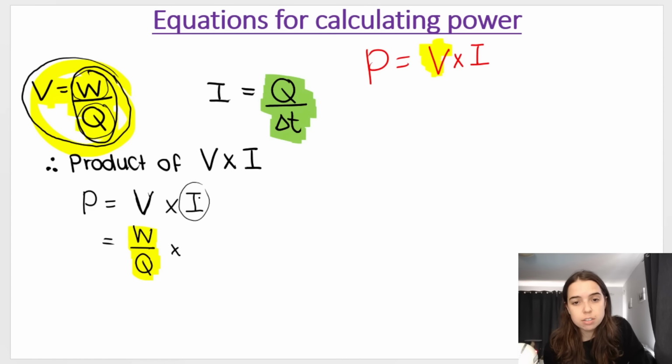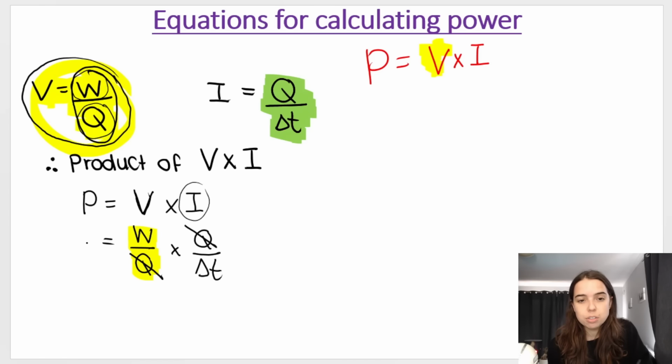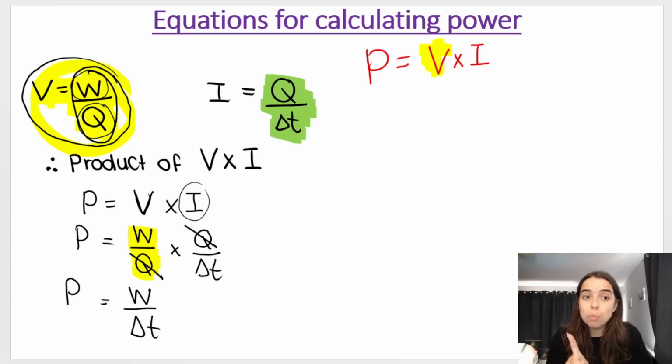So instead of current, I'm going to put charge per unit time and take a look at what happens here. You can cross cancel those. So what we have is P is equal to W divided by change in time. And that is the other formula, the first formula that I showed you in this video. So this is where we get this formula from.